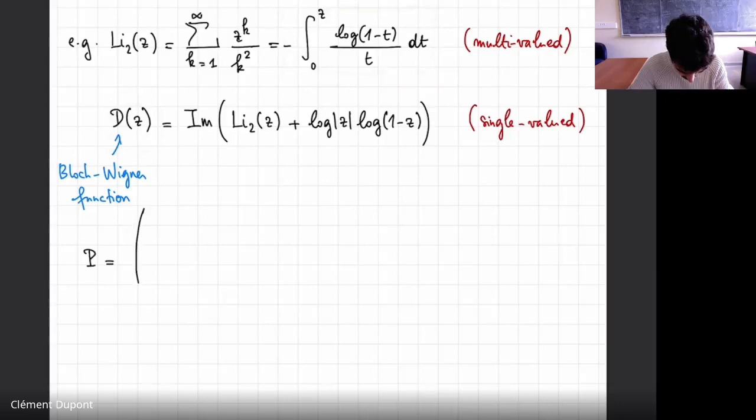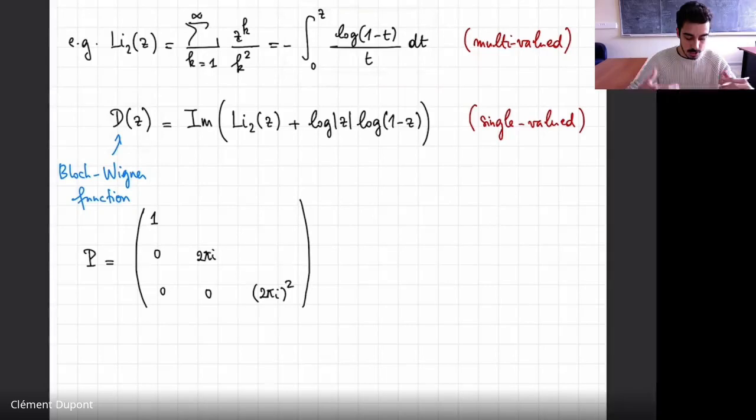It looks like this. On the diagonal, you have 1, 2 pi, and 2 pi squared, which tells you that your motive is an extension of Q(0), Q(-1), and Q(-2). And above the diagonal, you're going to have something like, here you have minus log of 1 minus z.